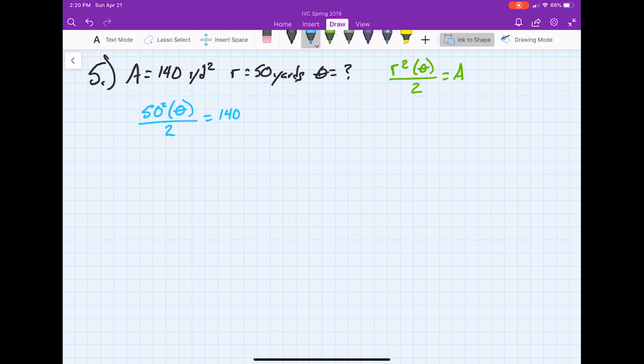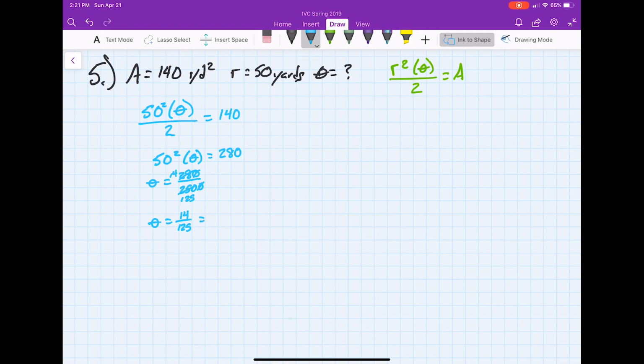So we will multiply both sides by 2. We will end up with 50 squared theta is equal to 280. Now 50 squared is 2500, so theta is equal to 280 over 2500, dividing by that 50 squared. Of course, this reduces to 28 over 250, which also reduces to 14 over 125. So our theta is equal to 14 over 125. However, that is in radians. I know there's no pi in there, but that's in radians.